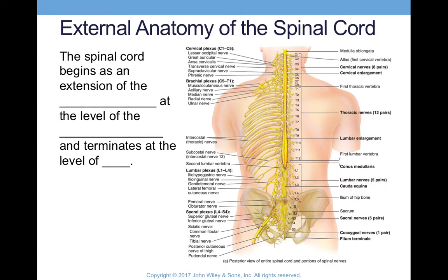It contains cervical and lumbar enlargement. So here we see the lumbar enlargement and the cervical enlargement. The tapered portion of the spinal cord is called the conus medullaris. And from this conus medullaris, we will have our filum terminale and our cauda equina arise.